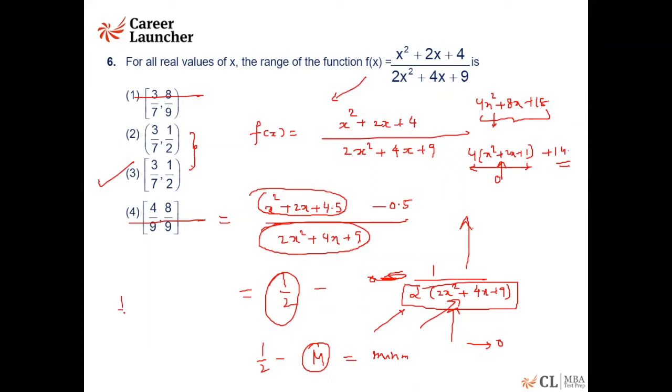So we are checking for the value of 1 minus 2 minus 1 by 14, which will be equal to 12 by 28, which is equal to 3 by 7. So the minimum value of this expression will be 3 by 7. Hence the correct answer is choice 3.